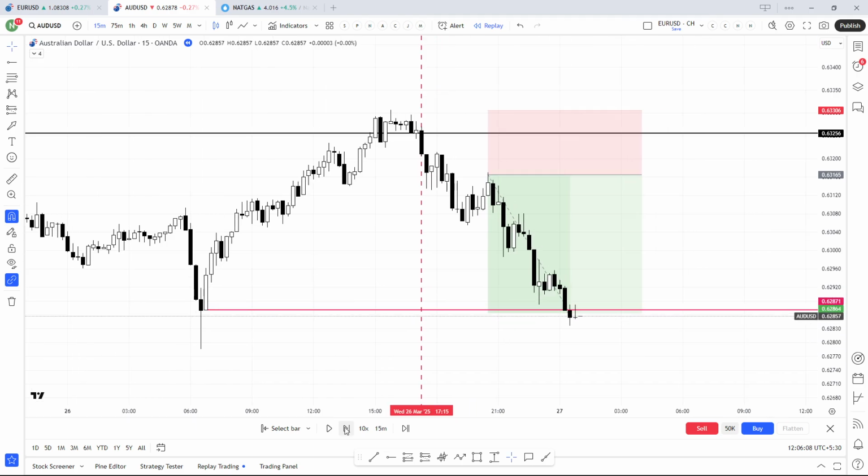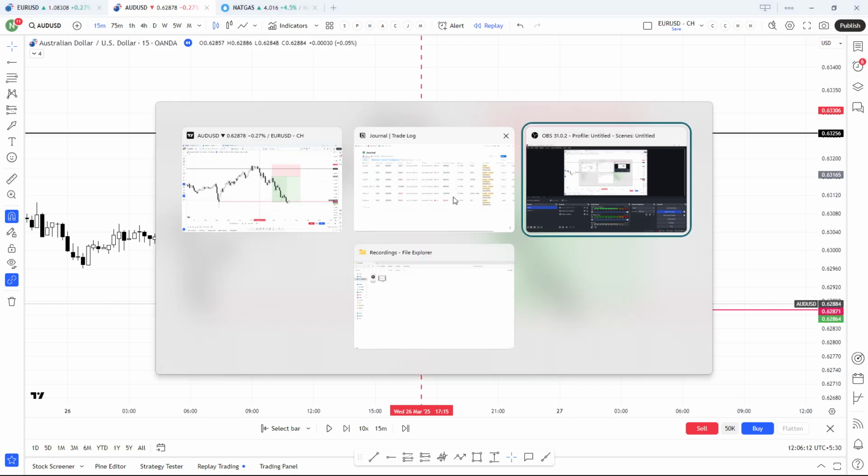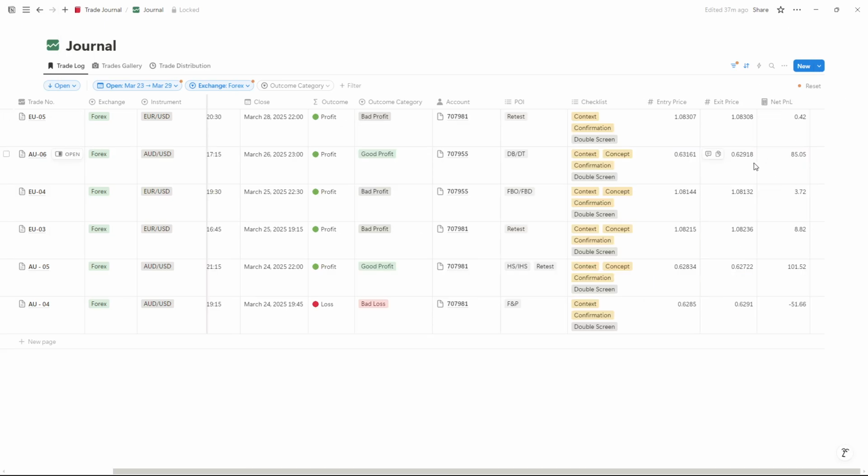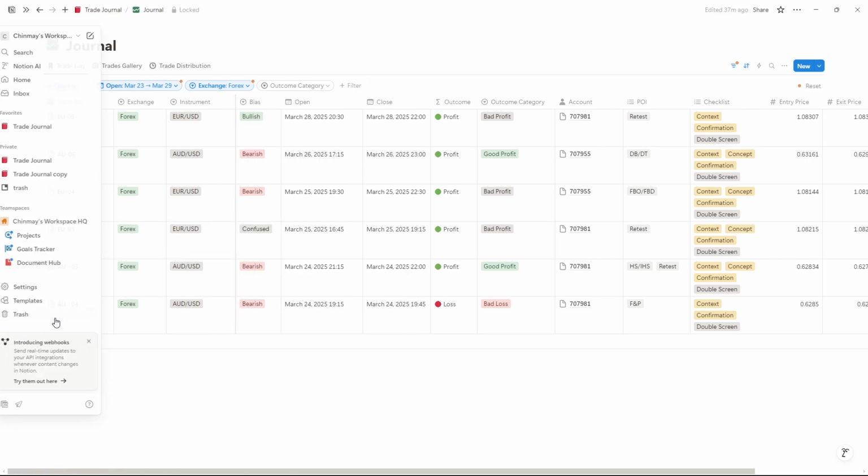So you can see the trade played out really well, and I got my target as well. So I booked close to $85 in profit for the day. So that was all for 26th of March.